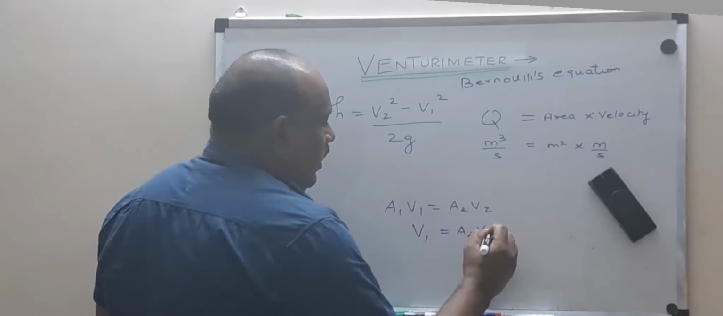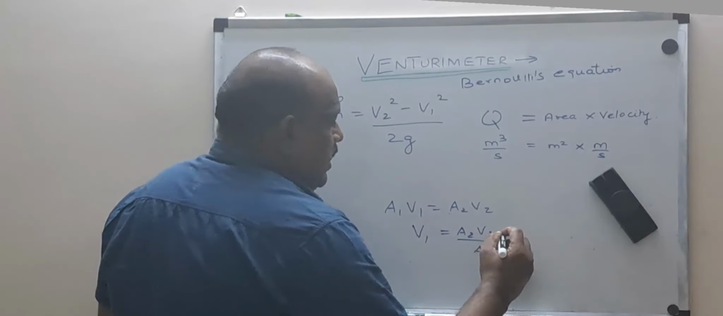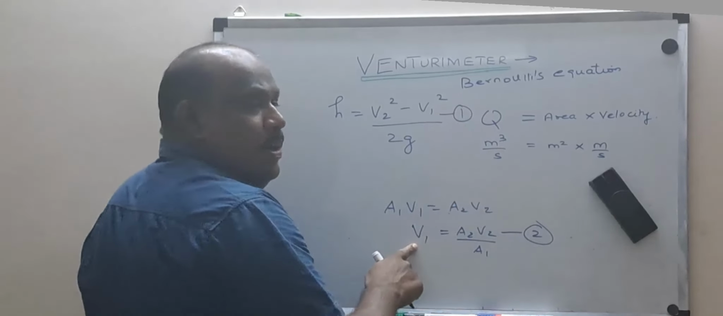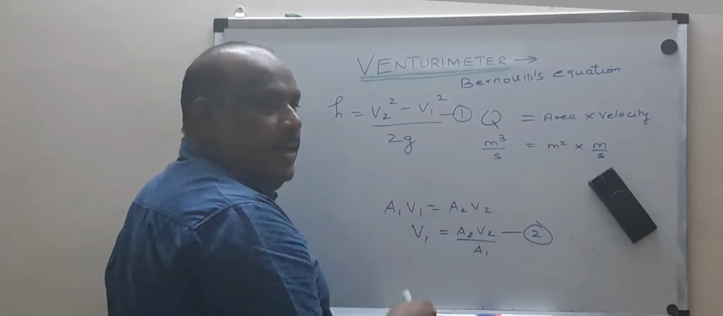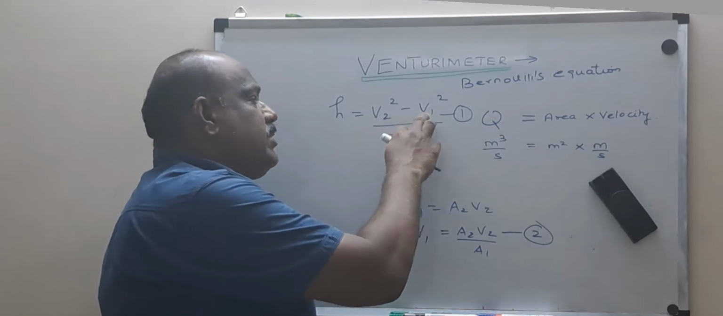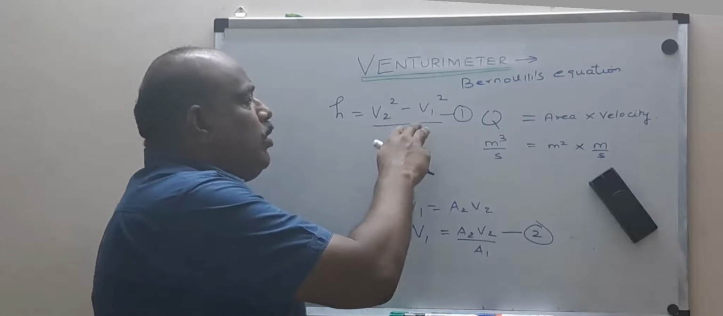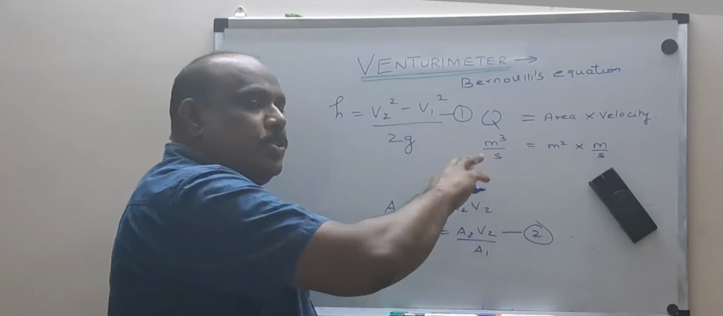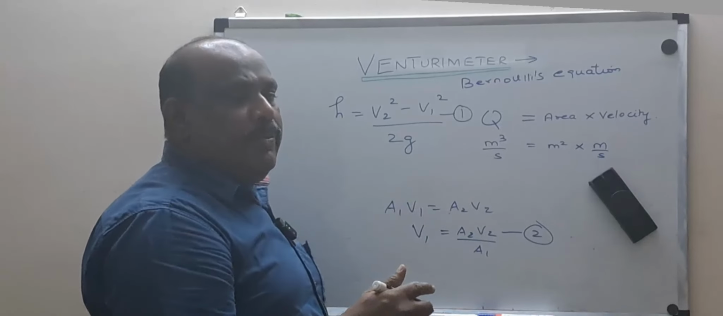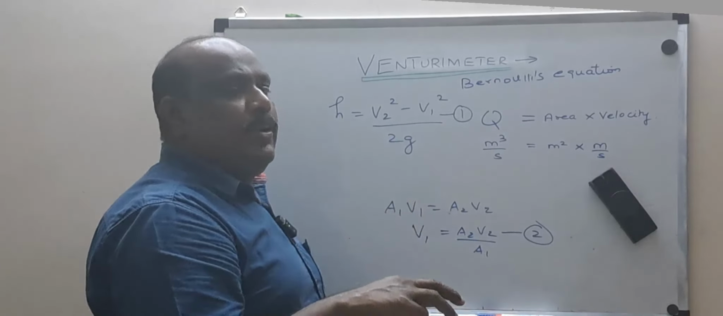A2 V2 by A1. Can I substitute this 2 in 1? I have V1. You square it and substitute over here. So what I got is H equal to V2 squared minus V1 squared by 2G. But I know that Q equal to A into V. I also know that Q1 equal to Q2, which will be equal to A1 V1 equal to A2 V2.